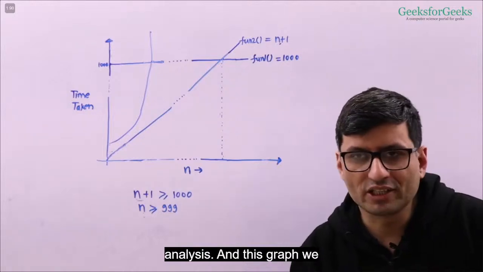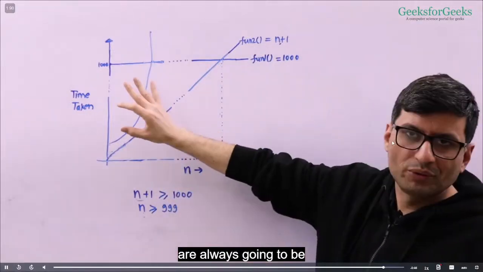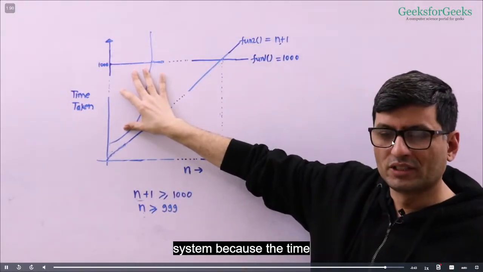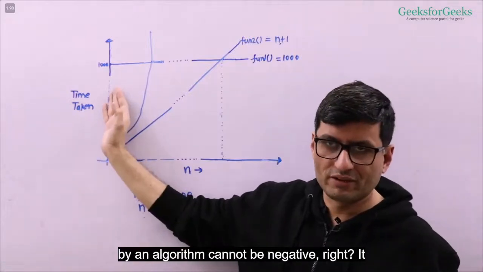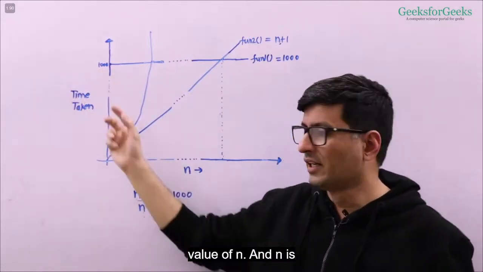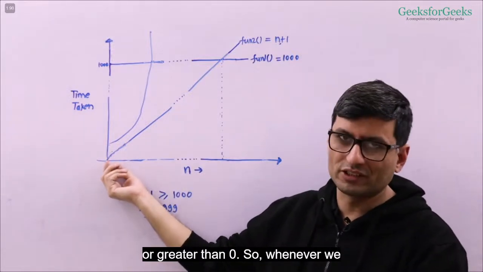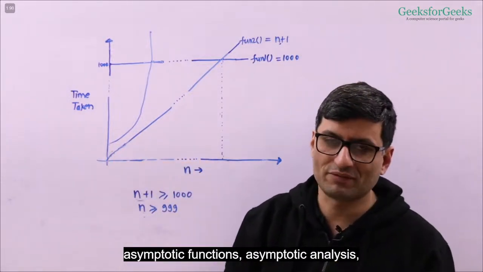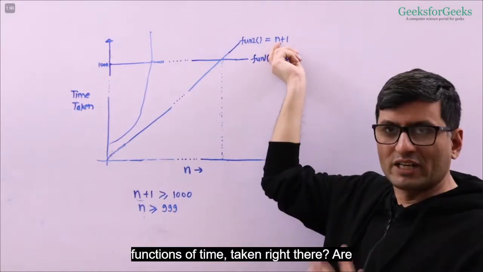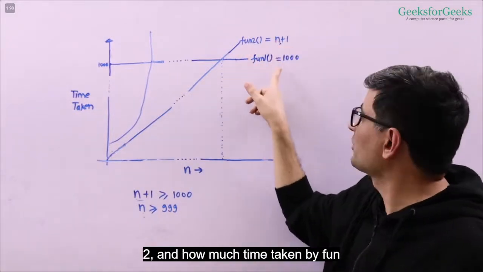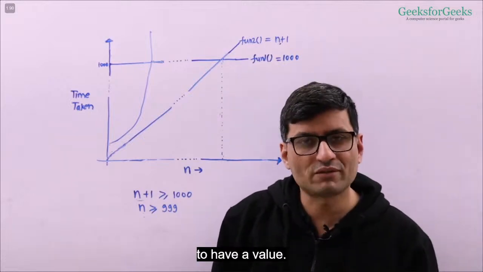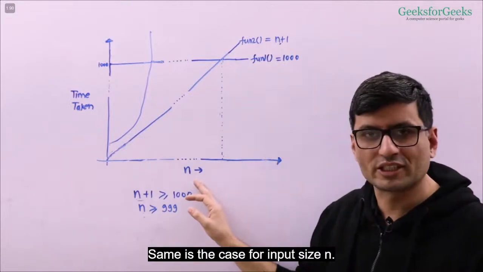One last thing about asymptotic analysis and this graph: we are always going to be considering this quadrant of the 2D coordinate system, because the time taken by an algorithm cannot be negative, right? It is either 0 or growing with the value of n. And n is typically the size of input, right? And this value of size is always going to be 0 or greater than 0. So whenever we draw the graph or talk about asymptotic analysis, these are functions of time taken, right? They show you how much time is taken by fun2 and how much time is taken by fun1. So they are always going to have a value greater than or equal to 0. Same is the case for input size n.